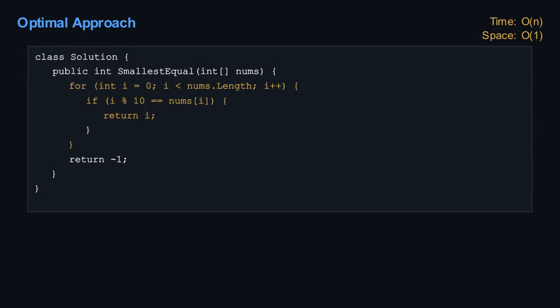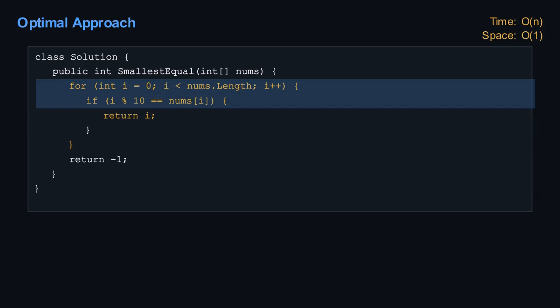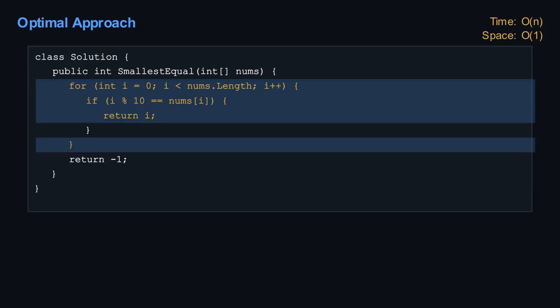The key insight is that we only need the first index satisfying the condition, so we can stop immediately when we find a match. We iterate i from 0 to n-1, and if i modulo 10 equals nums[i], we return i. After the loop, if no match was found, we return -1. This is optimal because in the worst case we must examine every element, and we use only a few integer variables, no extra data structures needed.